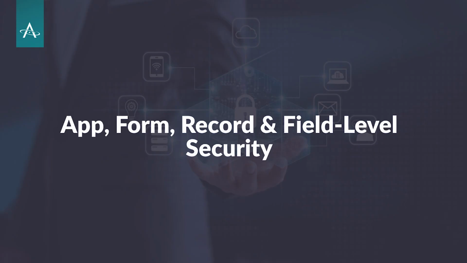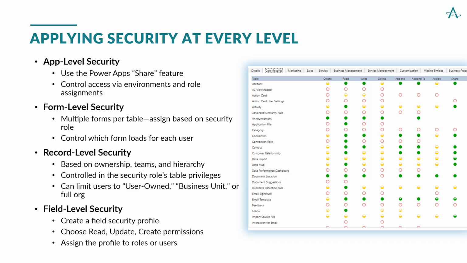Let's now walk through what each security level looks like in action. Let's break down what each level of security looks like in practice. At the app level, use the share option to control who can launch the app. You can even limit visibility based on security roles. At the form level, create multiple forms for the same table and assign them based on role. For example, a manager might see a full approval form while an employee just sees the submission form.